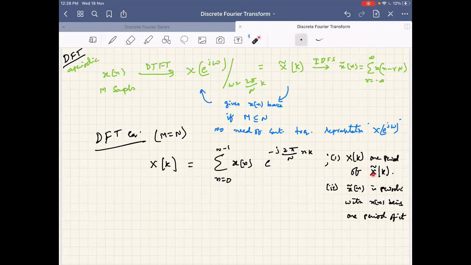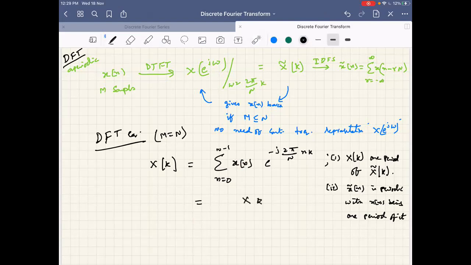And for writing these relationships, we are assuming this aperiodic sequence x of n is virtually a period of a periodic sequence, x tilde of n, to enable us to write these equations. And there is a frequency domain sampling happening, and through that you have got x tilde of k, right? One in frequency domain.